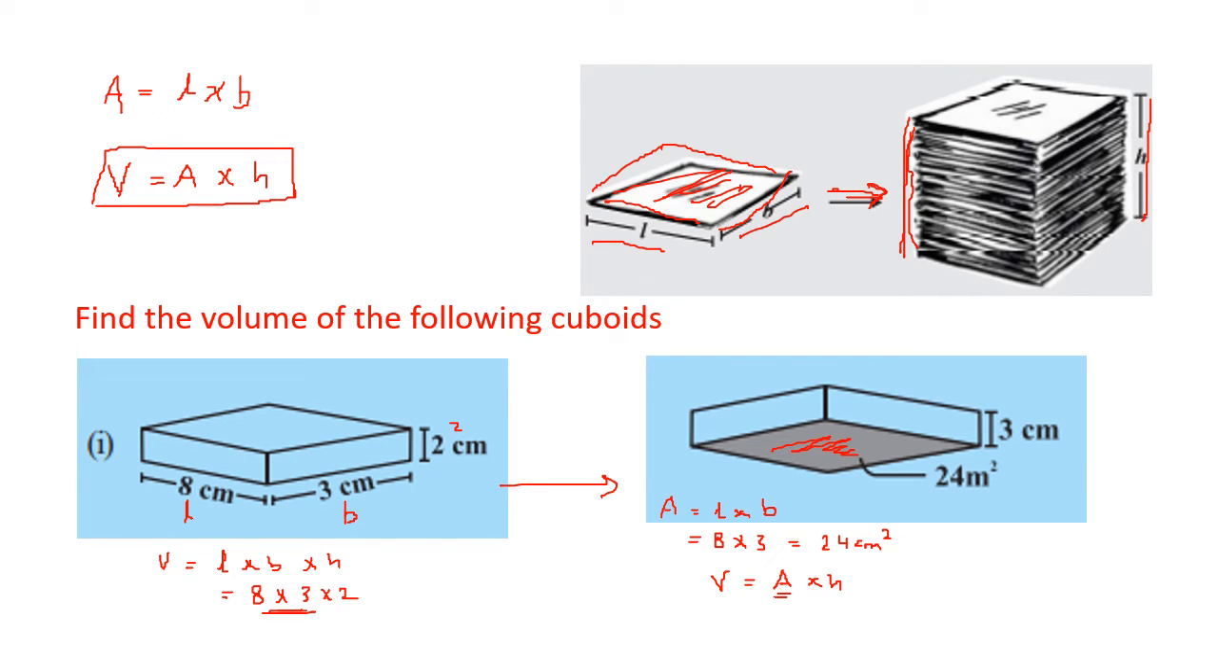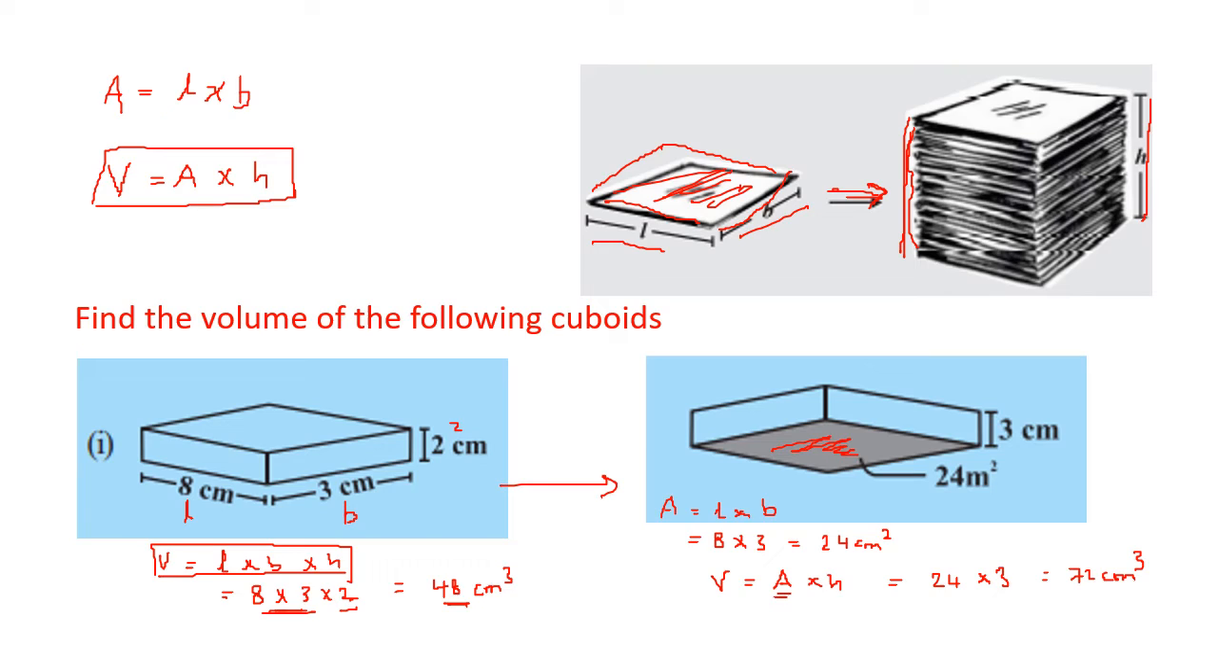What is the area we found out? 24. So it is 24 into 2, 24 2s are 48 centimeter cube, and here it is 24 3s are 72 centimeter cube. So in the first figure, we found out the volume by using the formula V equal to L into B into H. That is 8 into 3 into 2. We got 48 centimeter cube.